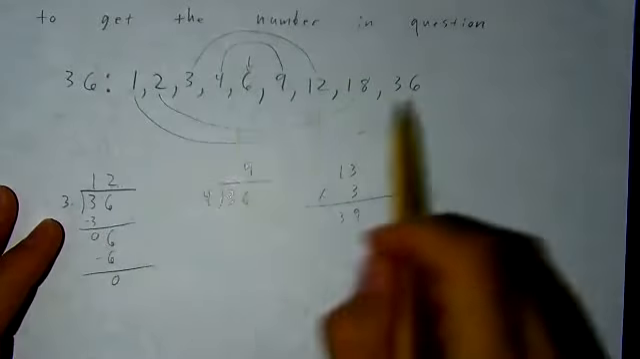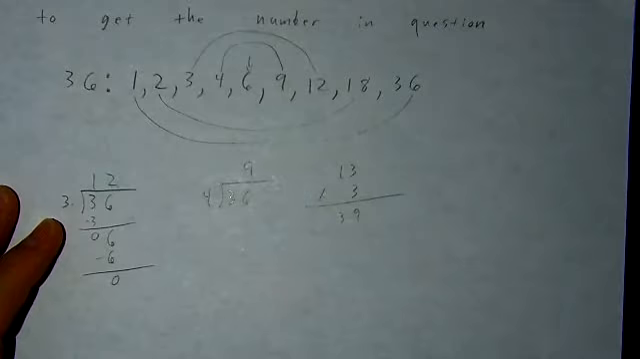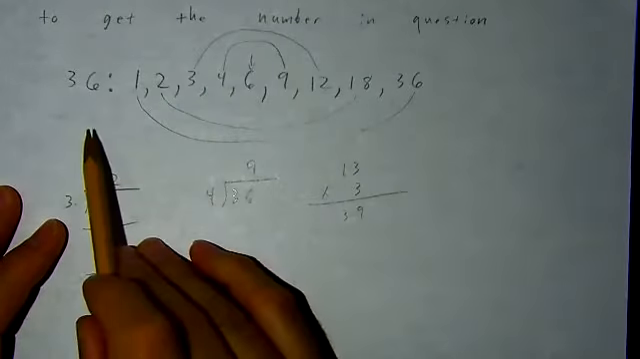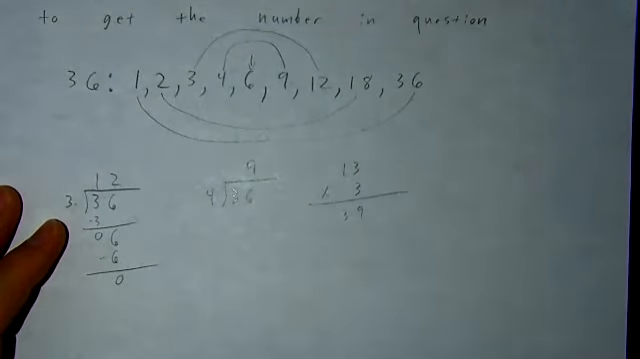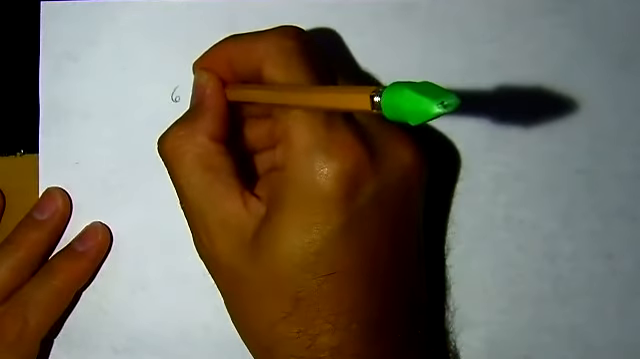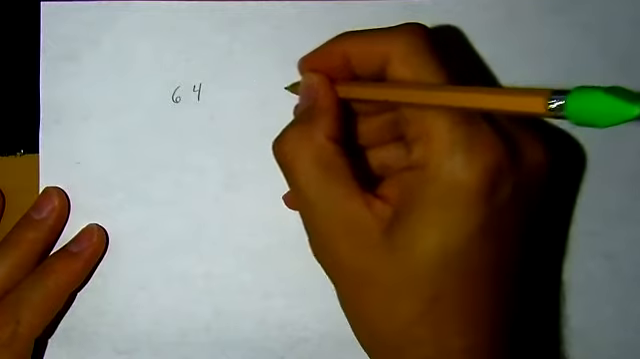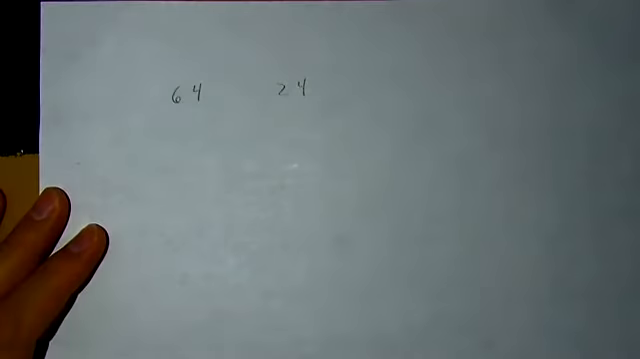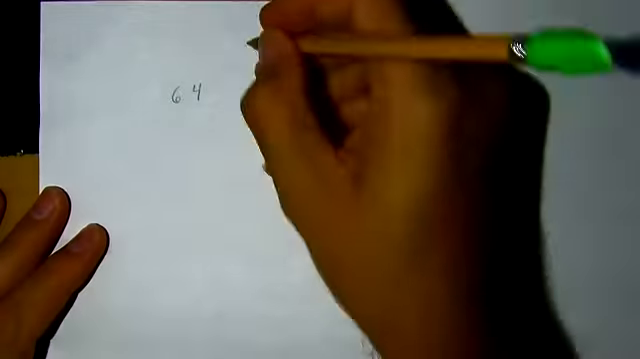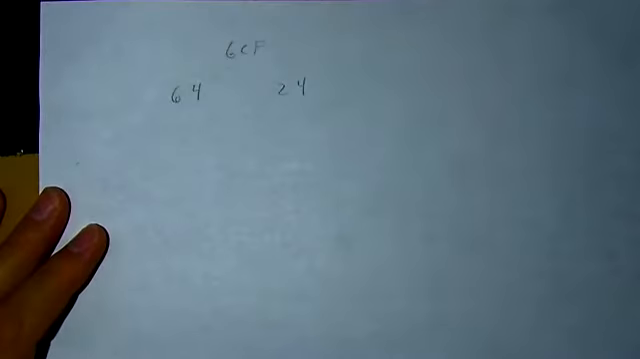Now this is the long way to do it. I'm going to teach you a short way to find the greatest common factor. Now these aren't greatest common factors, these are just factors. You have to have 2 numbers to have a greatest common factor. For example, let's say you had 64 and 24. And you wanted to know the greatest common factor of these two numbers. If you have your times tables memorized, this can be easy.